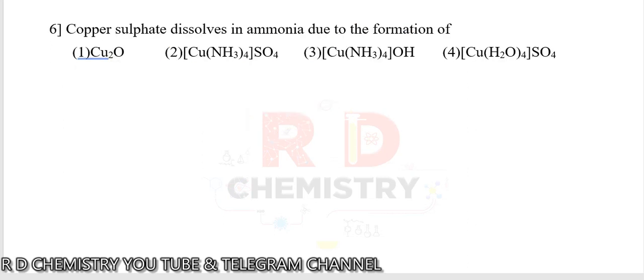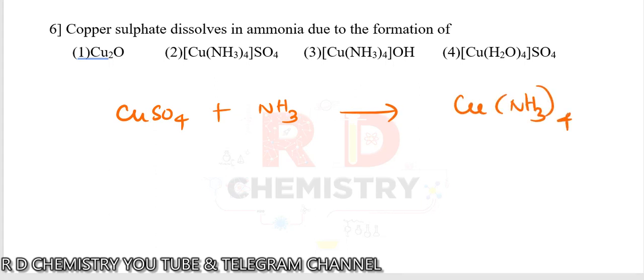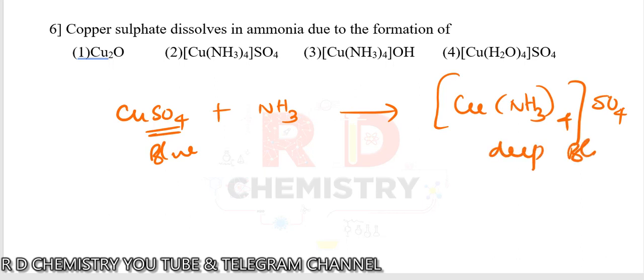Question number 6. Copper sulfate CuSO4 dissolves in ammonia NH3 because it can form the complex Cu(NH3) altogether 4 times, coordination number is 4, and outside we can have SO4. Okay, it is SO4. Initially copper sulfate hydrous one is the blue color, or pure anhydrous is the colorless, and it forms here a deep blue color solution. Okay, answer is option number 2.